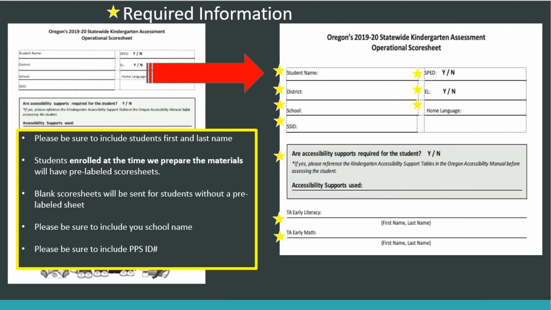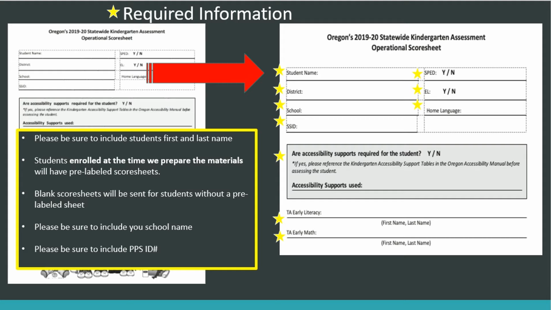The operational score sheet will arrive pre-labeled for students enrolled in Synergy at the time of printing. Please indicate if the student requires accessibility supports provided by the CAM. This includes the language designated support. The operational score sheet must include the name of the test administrator or TA at the time of each assessment.